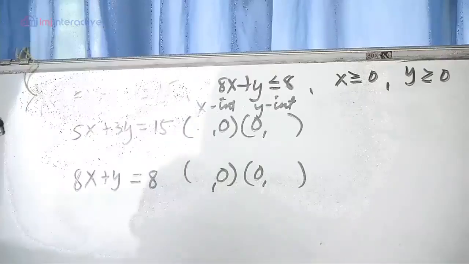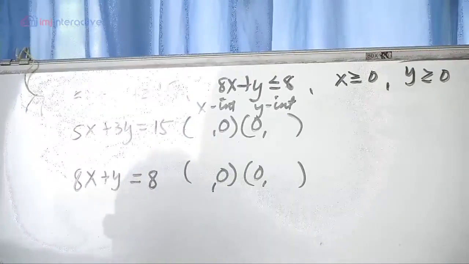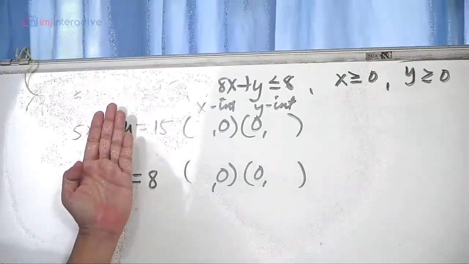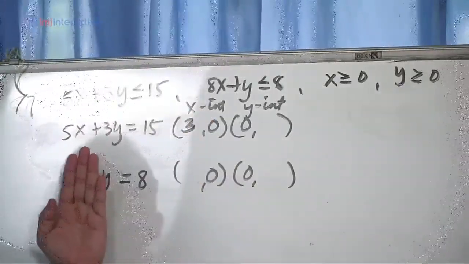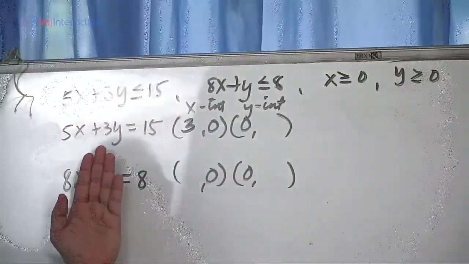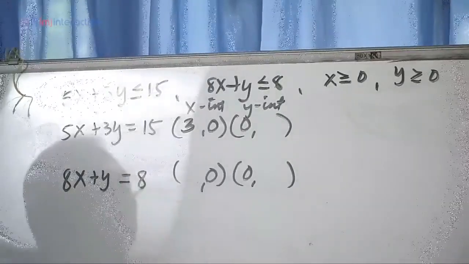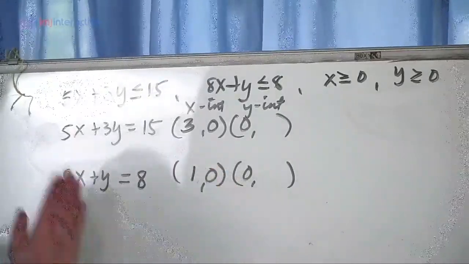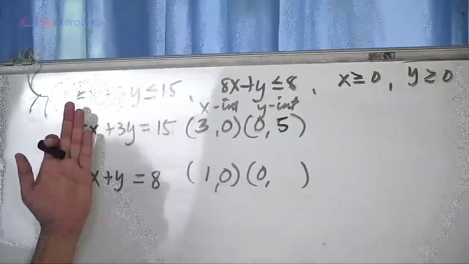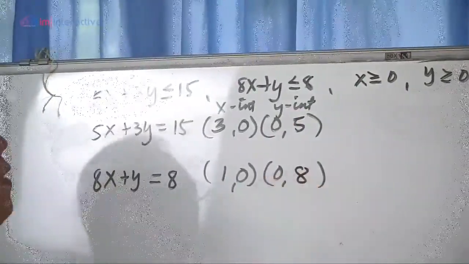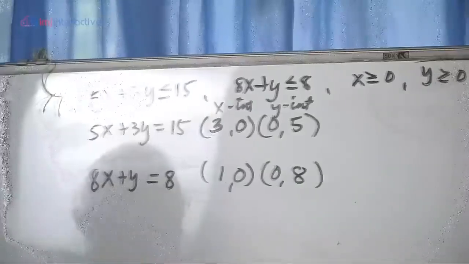For the x-intercept, y is 0. 5x is 15. So x equals 3. For the second equation, y is 0. So 8x equals 8. So x equals 1. For the y-intercept, x is 0. 3y equals 15. y equals 5. And y equals 8.